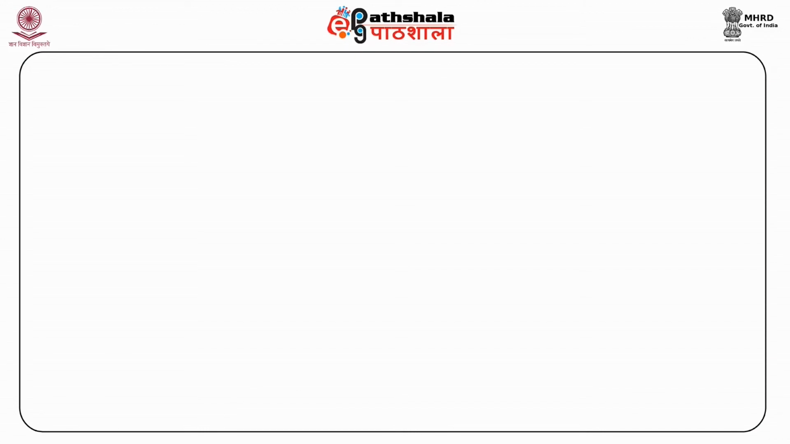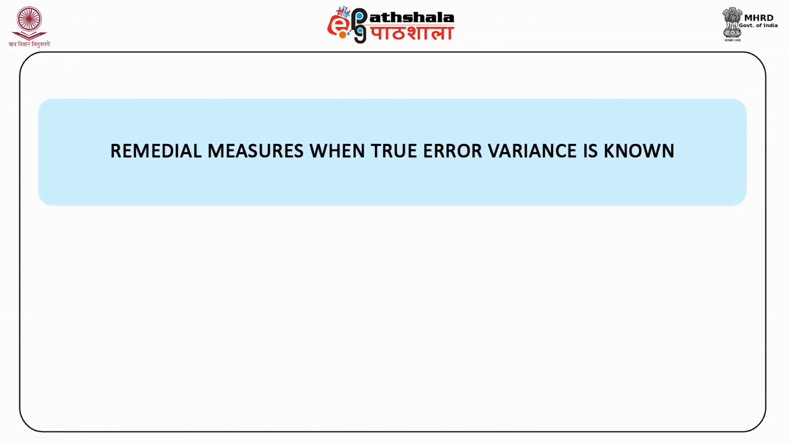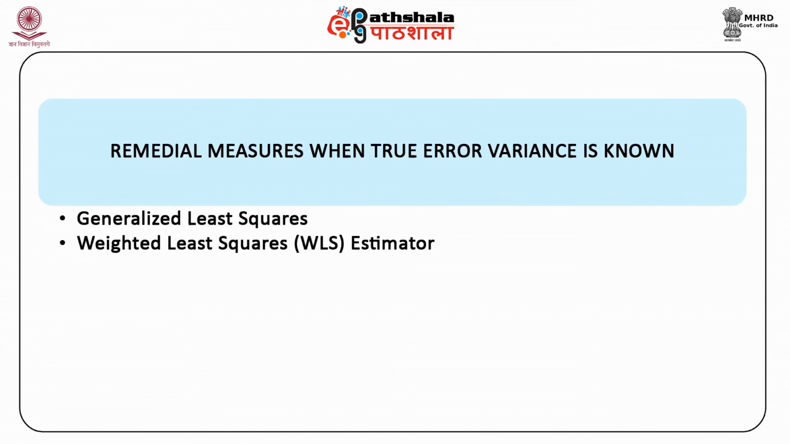There are various methods available which can assist in rectifying heteroscedasticity. These measures can be classified into two categories. First, remedial measures when the true error variance is known, which include generalized least squares and weighted least squares estimators as the most popular ones. Second, the remedial measures when the true error variance is unknown, which include techniques like feasible generalized least squares estimator, White's correction, and plausible assumptions about heteroscedasticity pattern, among many other commonly used techniques.